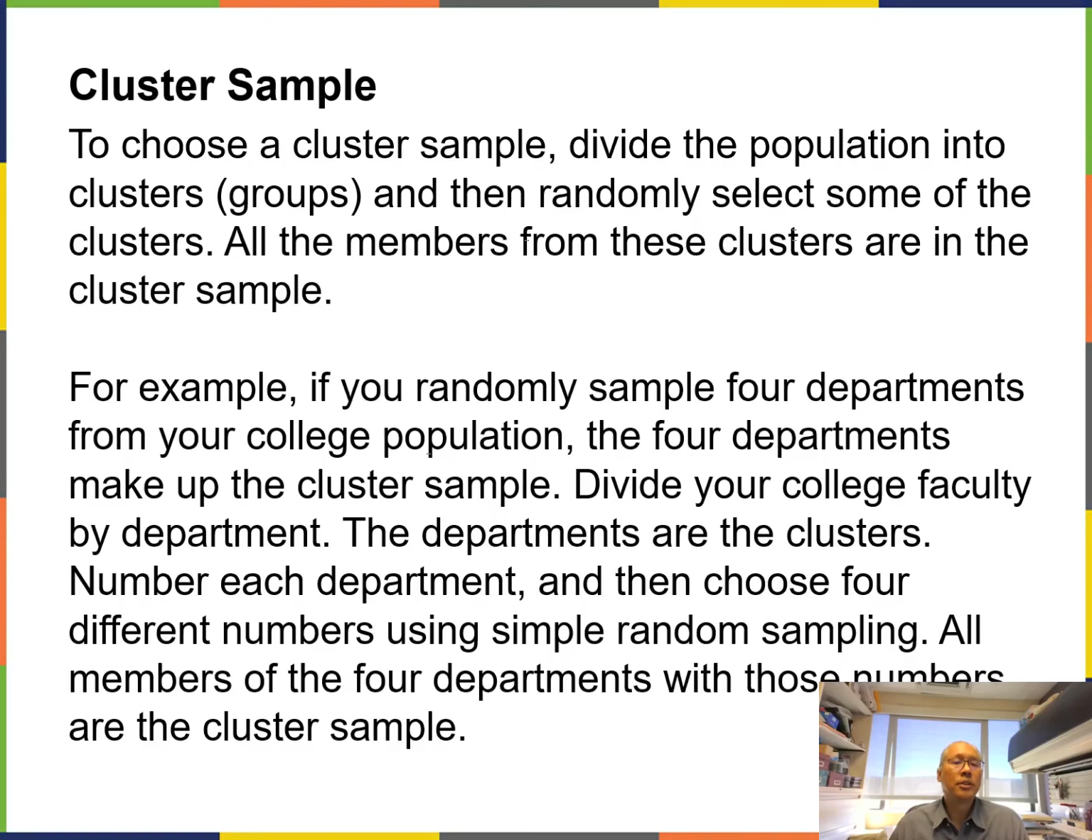Another way to collect samples is cluster samples. To choose a cluster sample, you divide the population into groups again, into these clusters, then randomly select from the clusters. So again, if you have departments in your college, then each of them would be a cluster, and you divide your college faculty by department, and then you would choose your sample from each of those clusters.